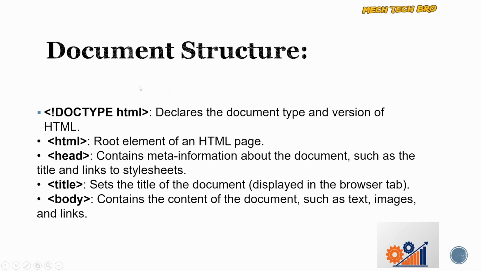And document structure. This is the proper structure. As I told you, in HTML it's a skeleton. It plays the skeleton role here. See, the document type declaration declares the document type and version of the HTML. And html is the root element of an HTML page. The head tag contains meta information about the document, such as the title and links to style sheets. The title tag sets the title of the document and displays it in the browser tab. And body contains the content of the document, such as text, images, and links.